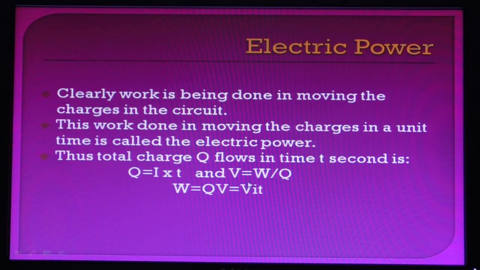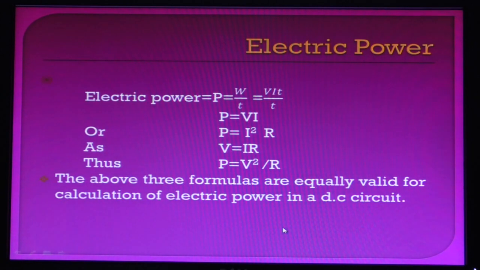Alright, so by cross multiplication we get W is equal to V into Q. Now we use the value of Q, which is equal to I into T. So the work done is equal to V into I into T, where I is the current, T is the time, and V is the electric potential.